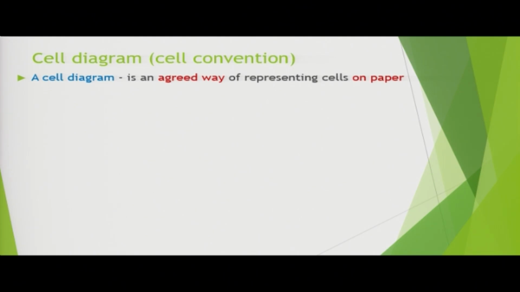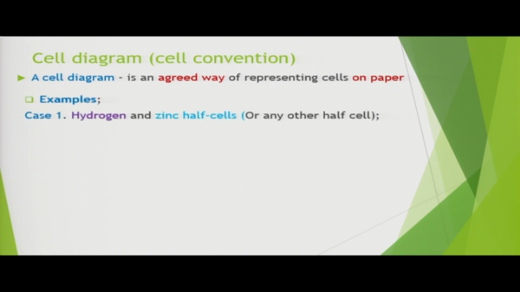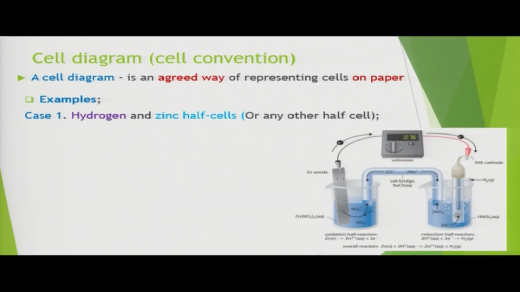The agreed way. Who are those agreeing the way to do it? It was formulated first by the IUPAC, then once it has been agreed by that union, it is done worldwide, in the scientific world. So a cell diagram is any agreed way of representing a cell on paper. Let's take the example of hydrogen and zinc half cells when they are connected together, as you see it this way.